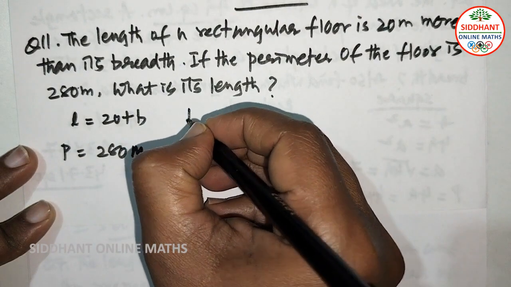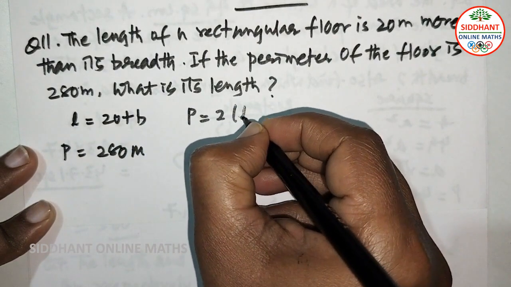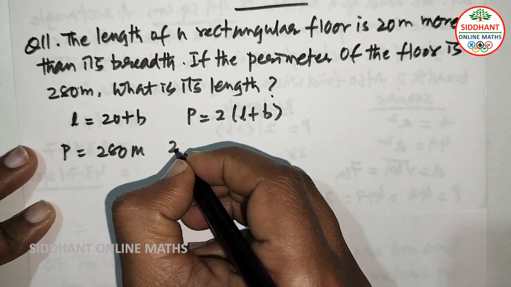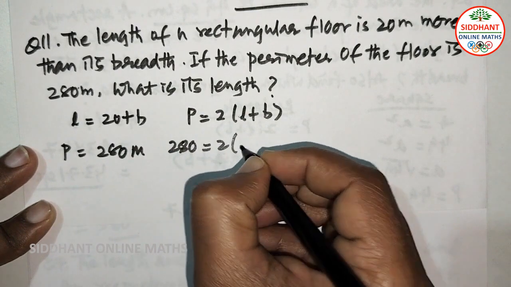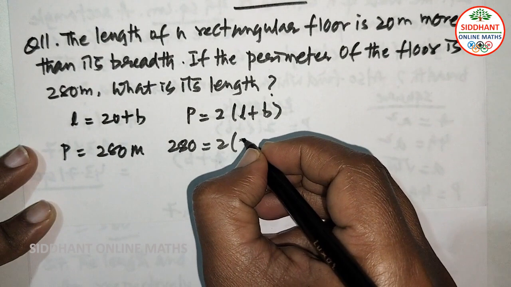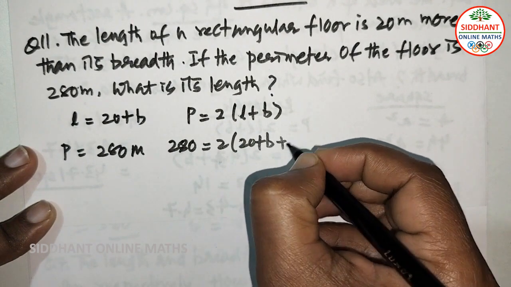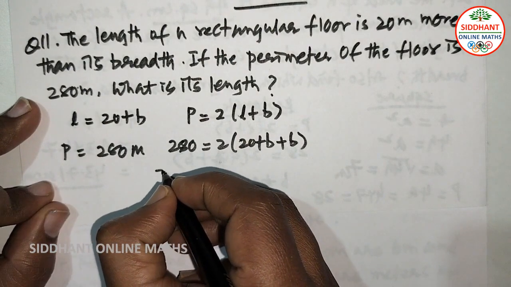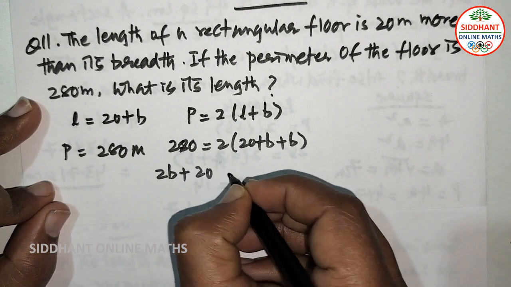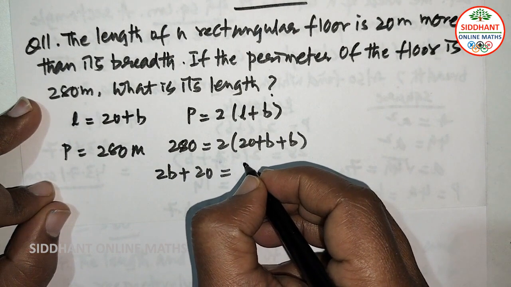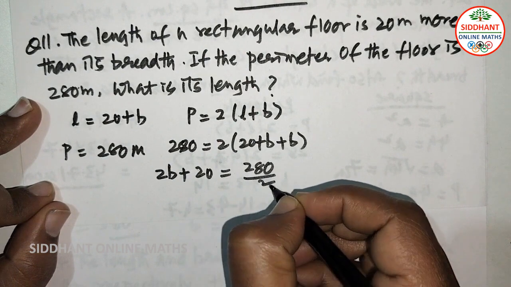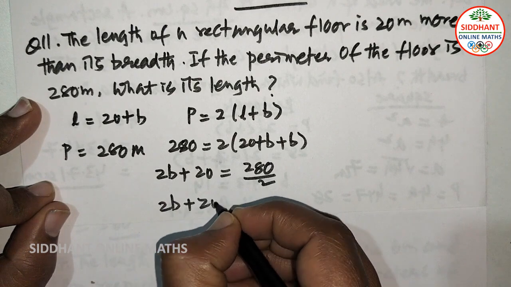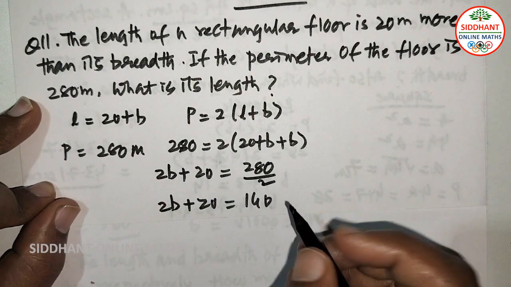So we know the perimeter of a rectangle is equal to 2 into L plus B. So here we are going to input the data. Perimeter is equal to 280, 2 into L, where L is equal to 20 plus B, plus B. So here we are going to see 2B plus 20 is equal to 280 by 2. So 2b plus 20 is equal to 140.